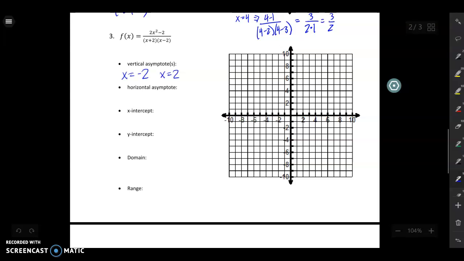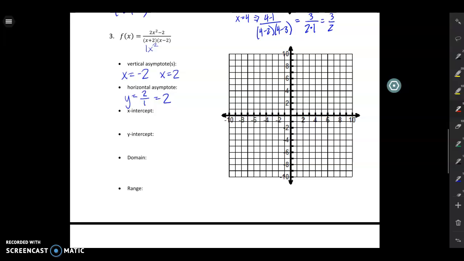And then for my horizontal asymptote, I need to look at the degrees of the numerator and the denominator. In this case, the degree is 2 on the top and the bottom, because if I were to multiply the denominator out, I would get an x squared there. Which means that my horizontal asymptote is going to be the leading coefficient of the top, which is 2, over the leading coefficient of the bottom, which is just a 1 in front of that 1x squared. So my horizontal asymptote is y equals 2.